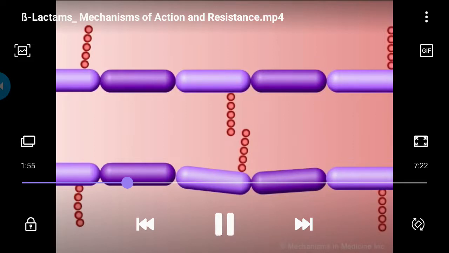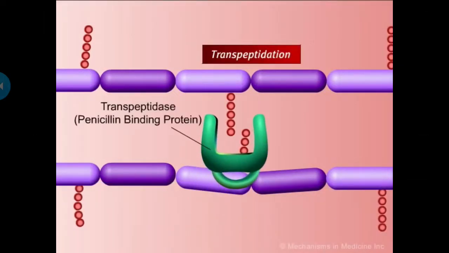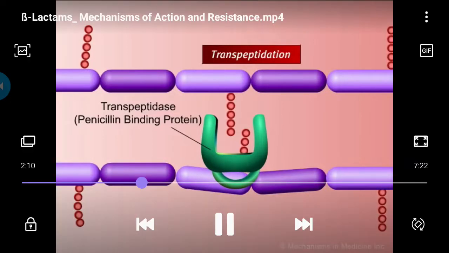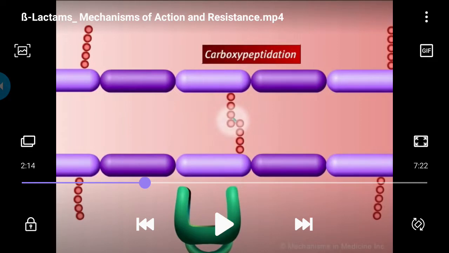Glycan precursors bind to cell wall acceptors and undergo extensive cross-linking. Two major enzymes are involved in cross-linking: transpeptidase and D-alanine carboxypeptidase. These enzymes are also known as penicillin-binding proteins because of their ability to bind to penicillins. And this is the action of the transpeptidase enzyme.